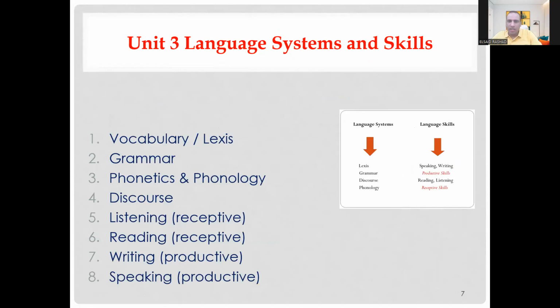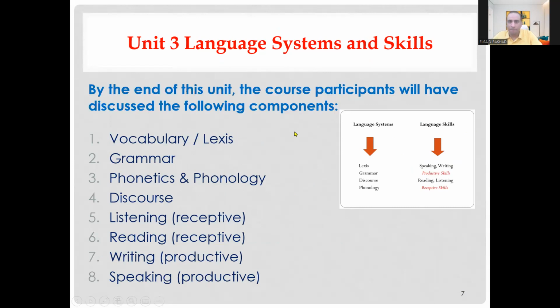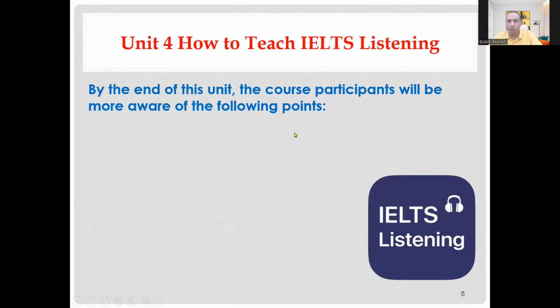Unit 3 is, as we said, simply speaking, the language systems, vocabulary, grammar, pronunciation, and functional language. The language skills, we have receptive and productive. The receptive skills are listening and reading, and the productive skills are writing and speaking. Then unit 4, we move on to the first section in the IELTS test, which is listening.